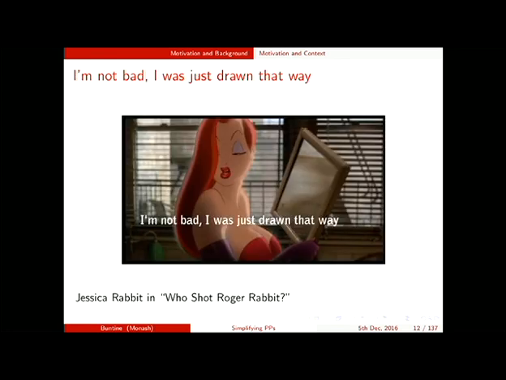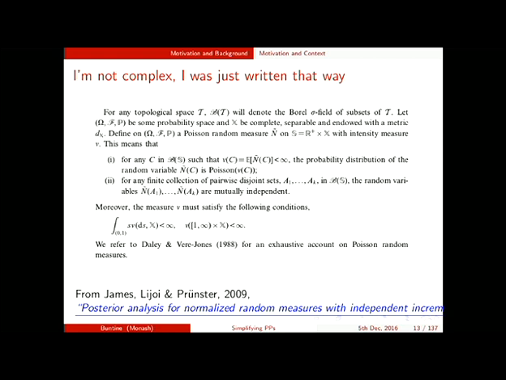But this is how I like to think of the area, by the way. I gave a little bit of this talk in Singapore, and no one had ever seen this movie. I hope you've seen this movie. It's kind of fun. "Who shot?" "I'm not bad. I was just drawn that way." "Well, I'm not complex. I'm just written that way." So that's how I think of this field.